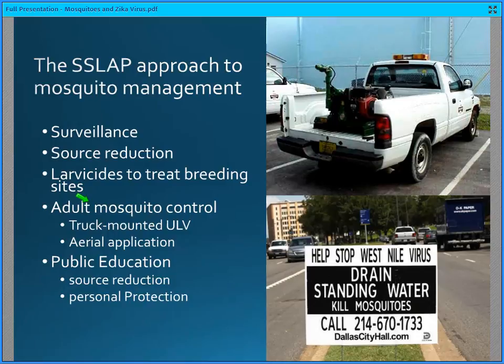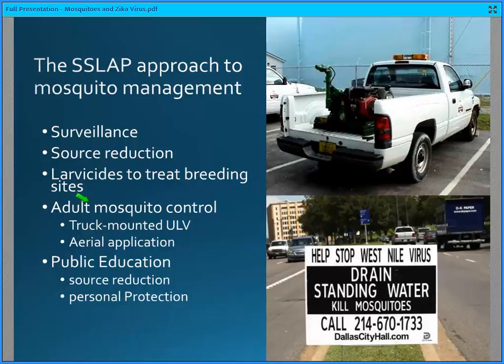Now, in public health, we often refer to something called the SLAP method for mosquito control, and this is part of an IPM or IMM, integrated mosquito management approach to mosquito control. And it includes surveillance, being out there and actually monitoring for mosquitoes, reducing the source, using larvicides to treat breeding sites, and the use of adult mosquito control. This is probably what most people think of when they think of controlling mosquitoes, but certainly it's most effective when it's done within the context of the whole IMM program. And public education, so important.